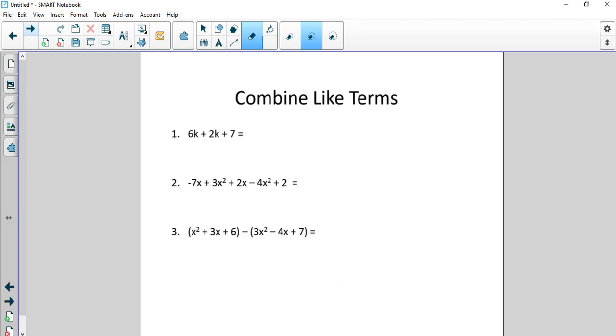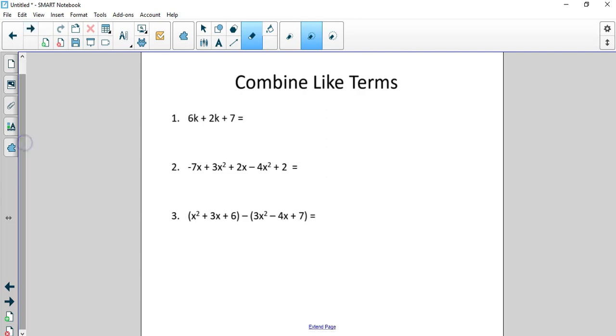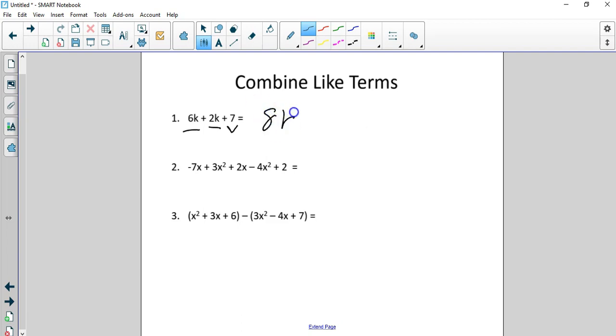Now, combining like terms. I like to use some symbols when I'm combining like terms just to organize everything. So I might underline my k's and put a V underneath the numbers. That shows me that the only two things that go together are the 6k and the 2k. 6 plus 2 is 8. 6 kites plus 2 kites is 8 kites, so 8k. And the 7 just tags along.